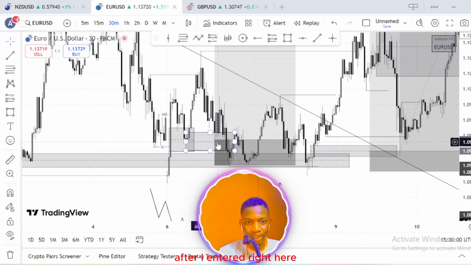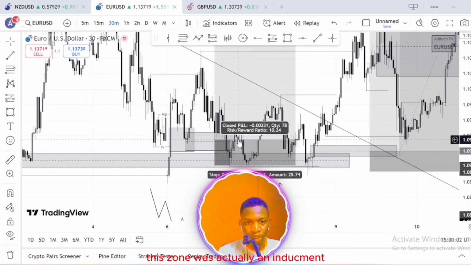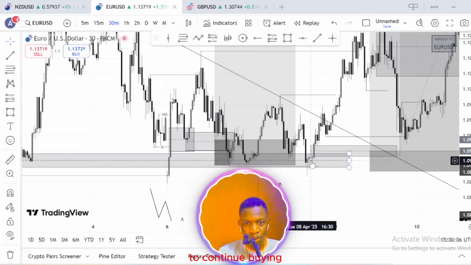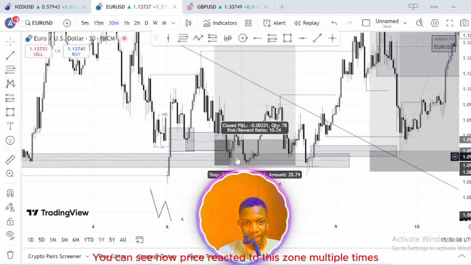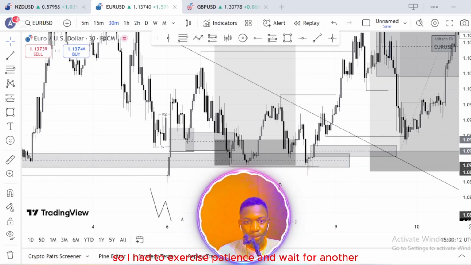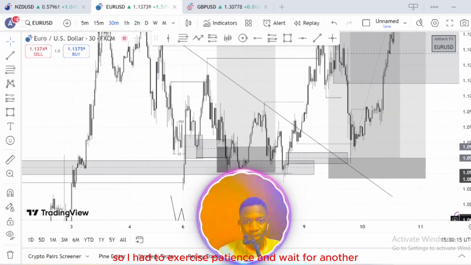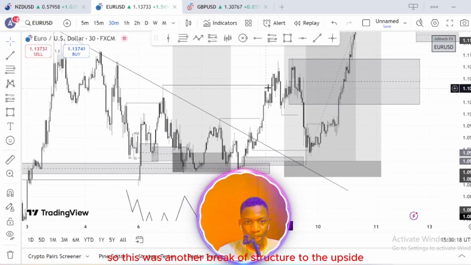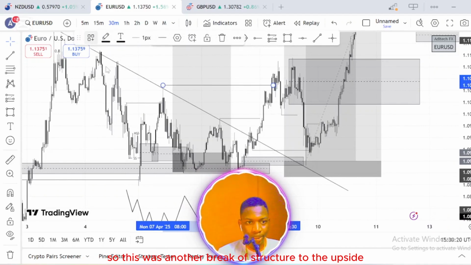After I entered right here, this zone was actually an indicator. So price actually used the fair value gap right here to continue. You can see how price reacted to this zone multiple times. So I had to exercise patience and wait for another break of structure, right? So this was another break of structure to the upside.